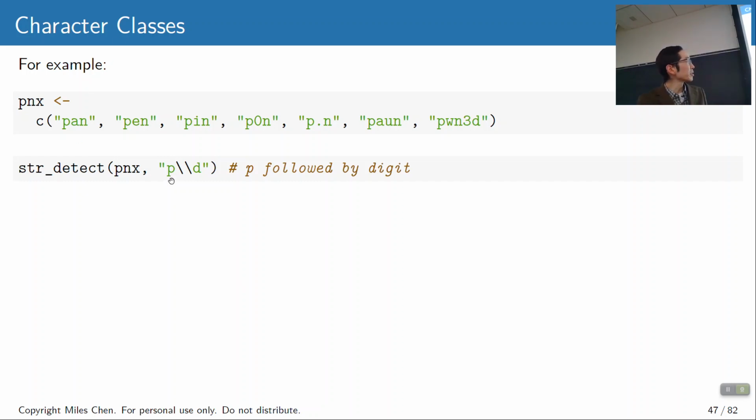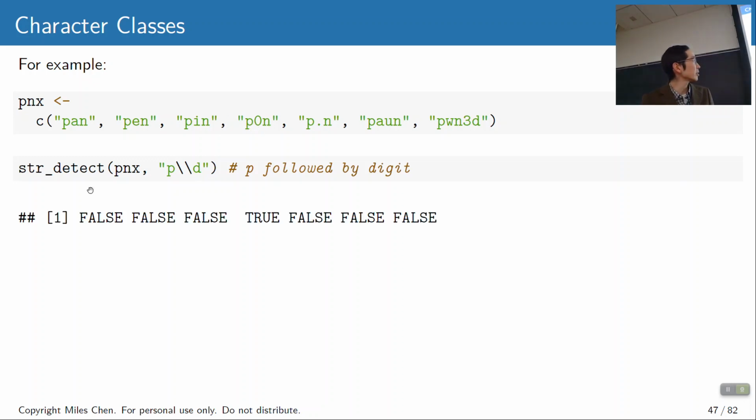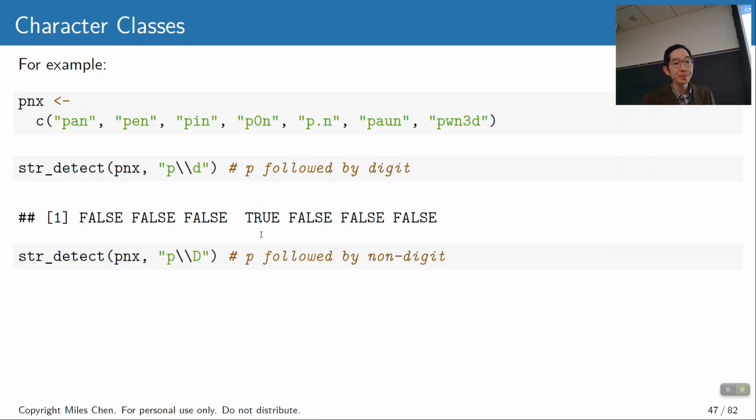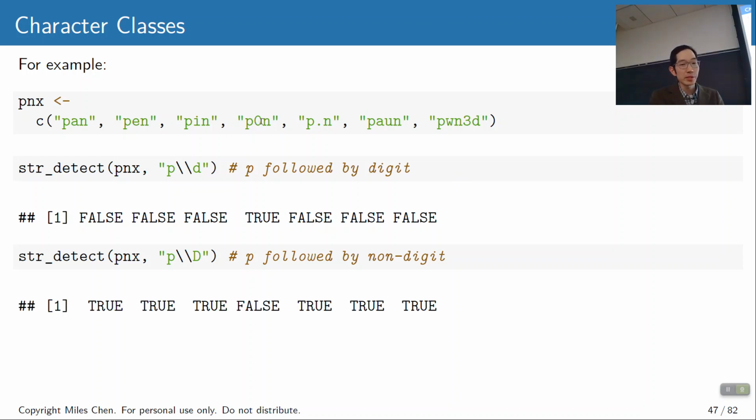Anyway, we could do this. This is P followed by a digit, \d. This will just match the P0N. That's the only one that it will match. Everything else will be false. \D will be P followed by a non-digit, so that will match everything else. Everything but the P0N. So these are inverses of each other.